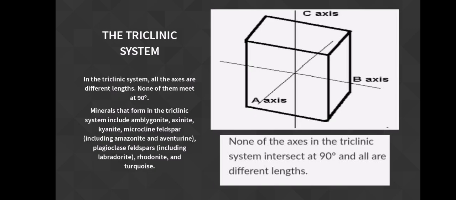Next is triclinic. In the triclinic system, all the axes are different lengths and none of them meet at 90 degrees. So, pwede nyo i-pause para makita nyo yung examples.